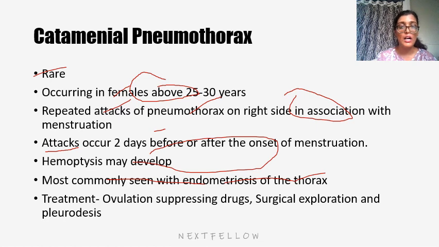Now, what is endometriosis? Endometriosis is when endometrium is present outside the uterus. So in rare cases, it can be present in the pleural cavity. Such cases may lead to catamenial pneumothorax. Classically, along with it, the patient may present with hemoptysis, and the treatment is ovulation suppression, like you give OC pills basically.